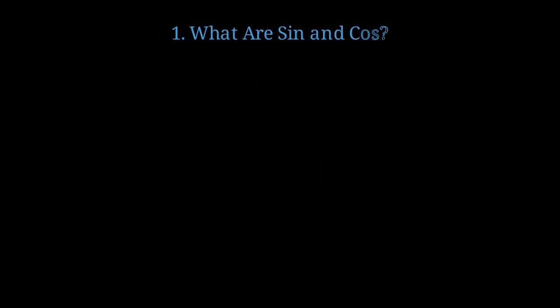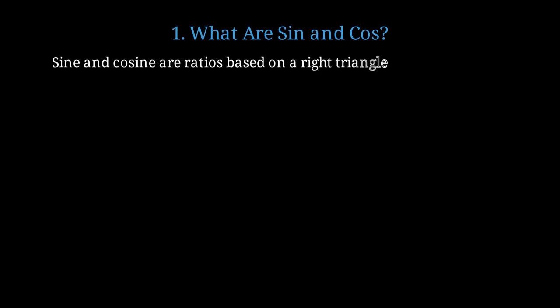Let's start by understanding what sine and cosine actually represent. Sine and cosine are ratios that relate the sides of a right triangle to its angles. Sine of theta equals the opposite side divided by the hypotenuse. Cosine of theta equals the adjacent side divided by the hypotenuse.